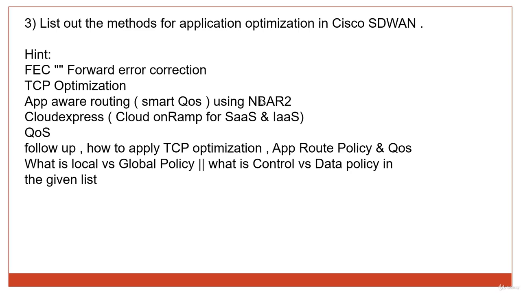And here you can see in the hint section that in terms of optimization that is inbuilt in SD-WAN, we can use FEC, forward error correction. Now, what forward error correction is: suppose you are sending the packets, and remember in Cisco SD-WAN we are dealing with a per-flow mechanism, not per packet.